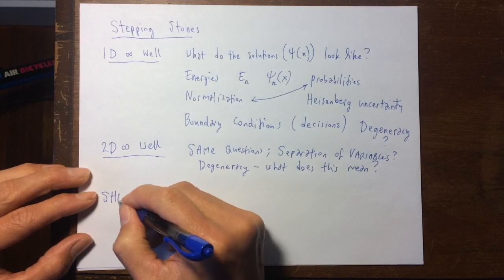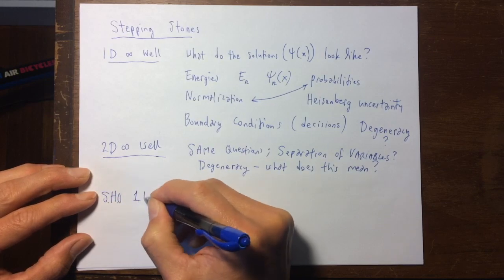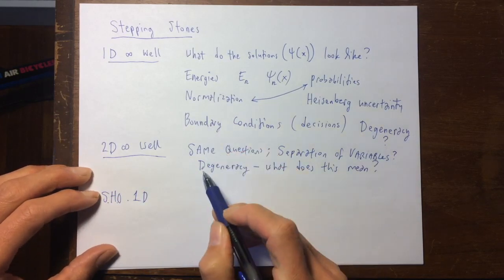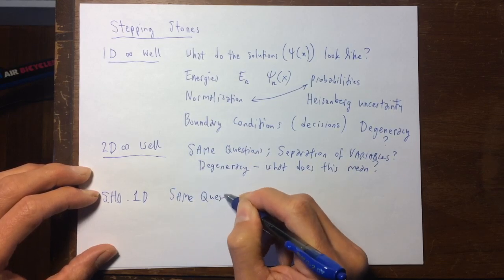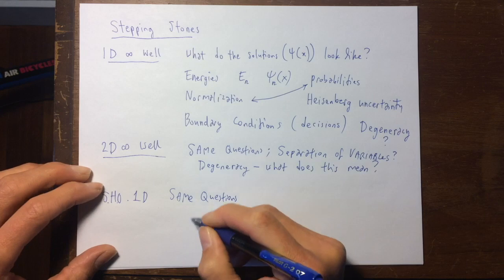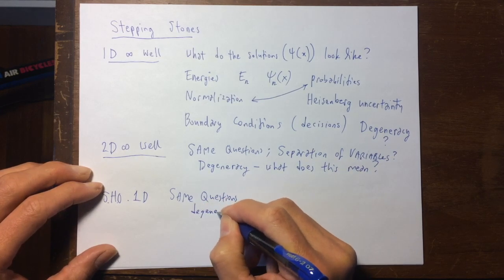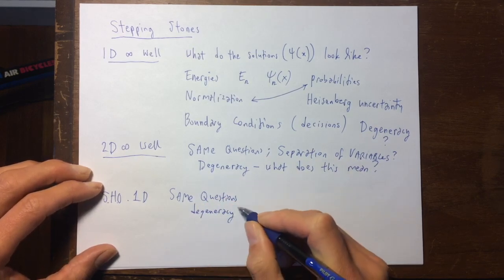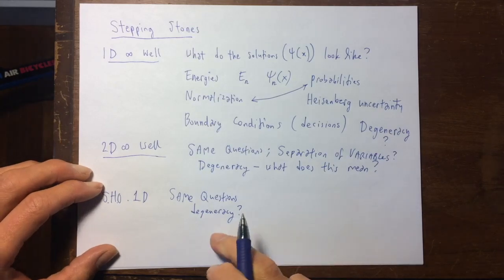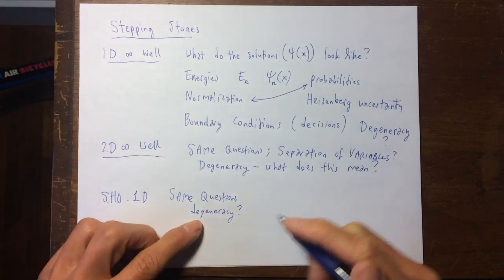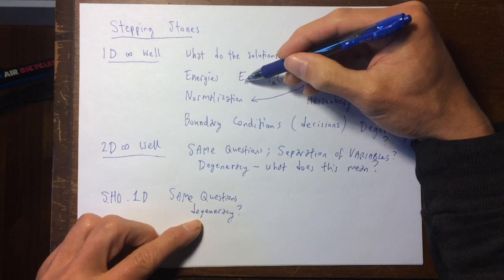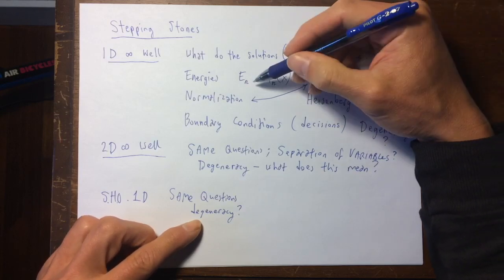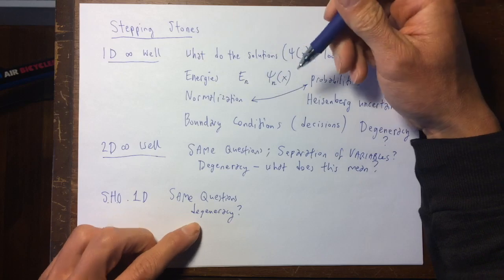In the case of the simple harmonic oscillator in one dimension, really it's the same questions again. You might wonder, was there a degeneracy issue in here? What did the energy look like? What was the label? Did the label have an upper limit? Was there a maximum value on this quantum label?